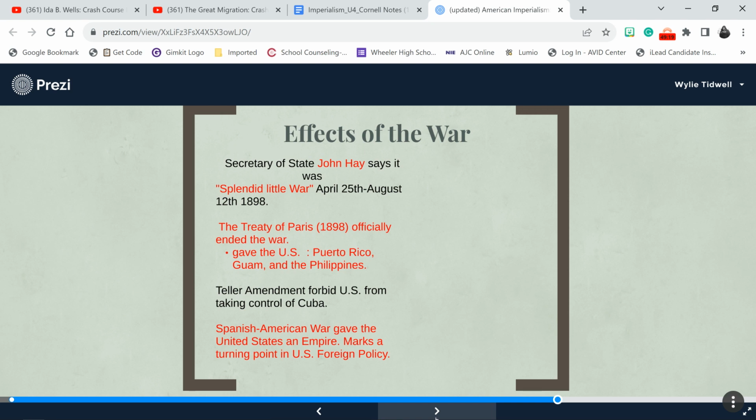How the Philippines? When we got Cuba, we also got the Philippines, because the Philippines were also controlled by the Spanish. Philippines, Cuba, and Puerto Rico. But it was also the Filipino War, so we were fighting to get that territory too.